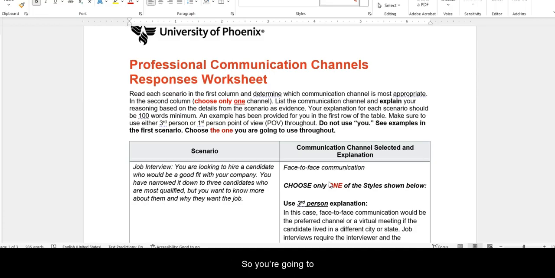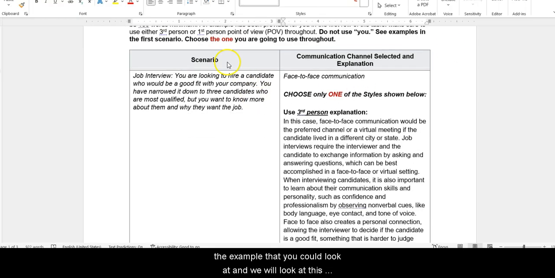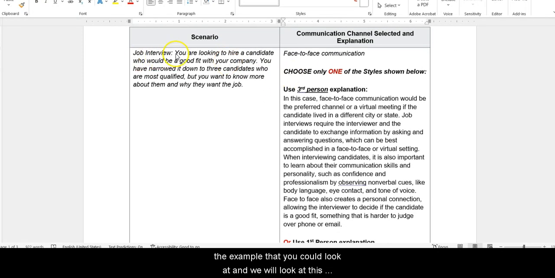So you're going to list the channel that you have chosen. There may be several channels that would work, but you are only going to choose one and explain why you chose that. Give your reasoning based on the details in the scenario. Your explanation should be at least 100 words, and you want to use either third or first person, which I'm going to show you. But you do not want to use "you" in your explanation. So let's take a look at the example, which we will look at together.